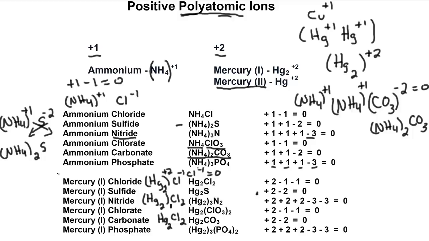Now mercury 1 nitride. Mercury 1 is Hg2, which has a +2 charge, and we want to mix this with nitride. Nitride has a -3 charge. Play that crisscross game, and we're going to get Hg2 in parentheses. The 3 comes down, then we have our nitride, and the 2 comes over. Hg2, all in parentheses, subscript 3, nitride, subscript 2. And then we get the formula for mercury 1 nitride.